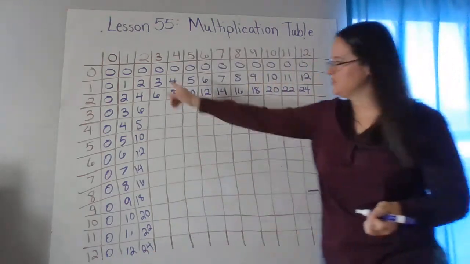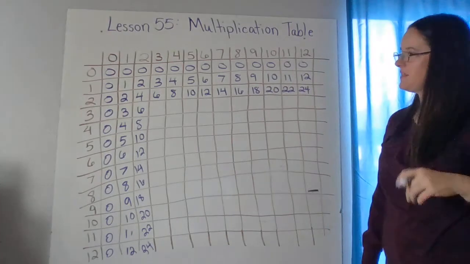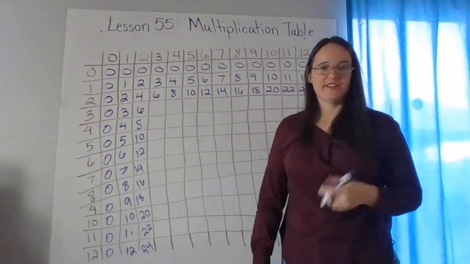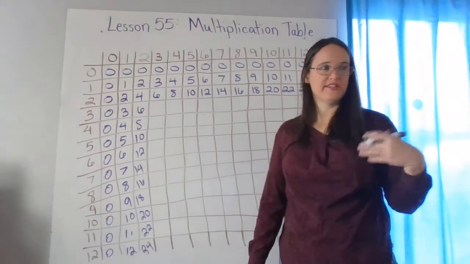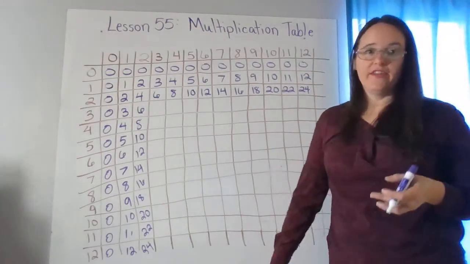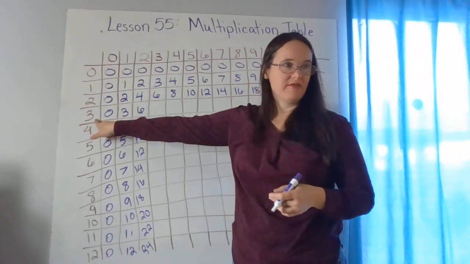And I've got my twos all the way down to 2 times 12, which is 24. Okay? For the next one, you guys are going to practice counting by these numbers with me. So Riker's here, he's going to be counting with me. Those of you at home, I want you counting with me as well. We're going to count by threes.